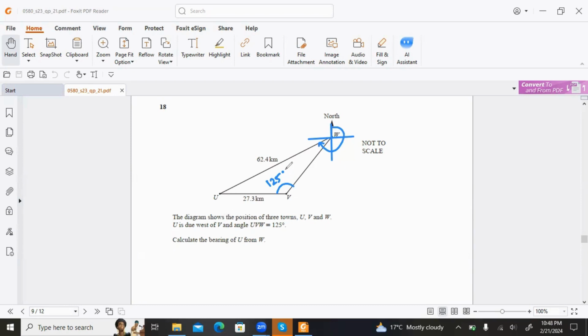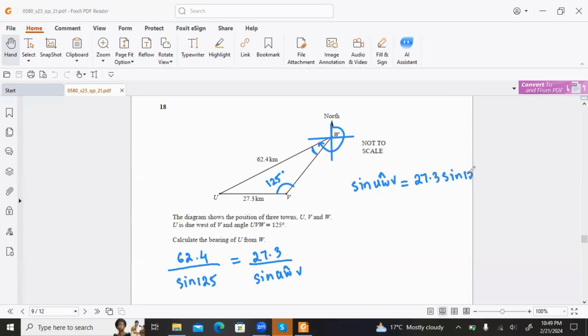Since we have one complete pair of length and angle, by complete pair I mean that we have an angle and we have the opposite length, which is 62.4, you can easily use sine rule over here to find this angle. I'm going to do 62.4 over sine 125 equals 27.3 over sine of, not W, I'm going to say UWV. Yeah. So let's rearrange it and make this the subject. And that leaves me with 27.3 times sine 125 over 62.4.